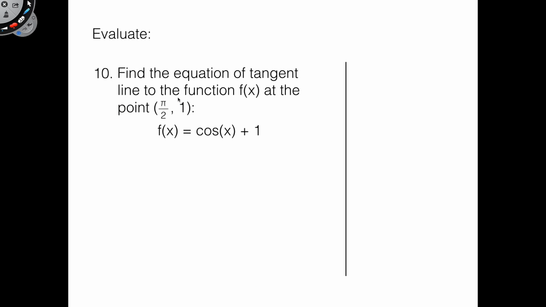All right, find the equation of the tangent line of the function f of x at the point pi over 2 comma 1. Again, this is the same thing that we did last time. It's another tangent line problem. So what we need to do is get a point and get a slope. The specific slope is the slope of the tangent line, which we find through a derivative, and the point is more often than not just going to be given to you. Okay, so let's go ahead and do that now.